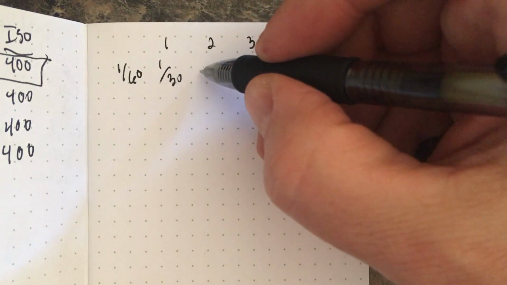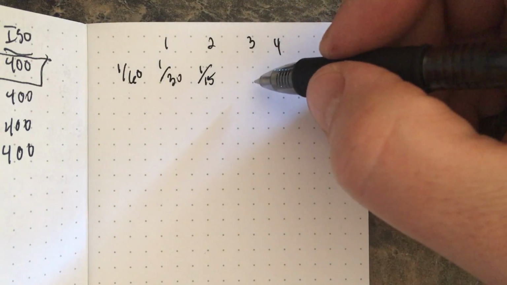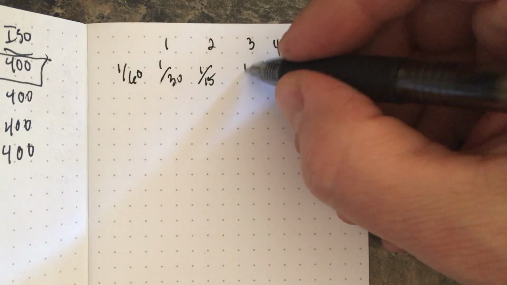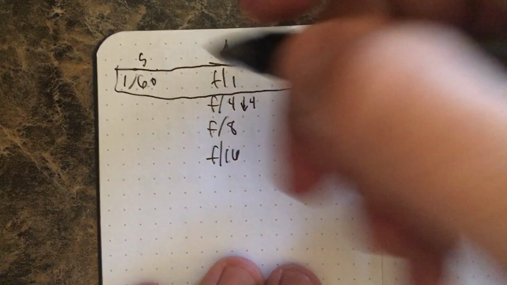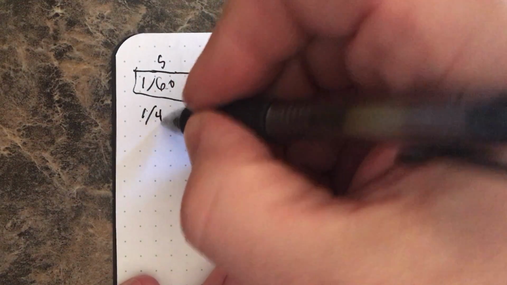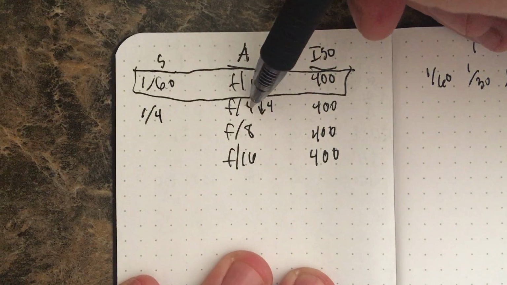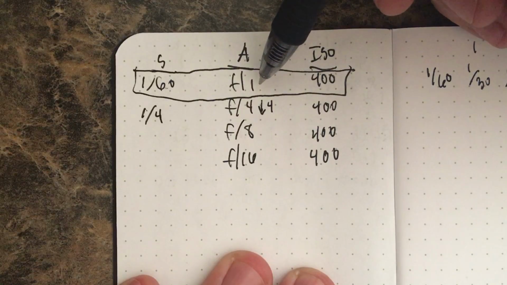I'm just going to put 1, 2, 3, 4 stops. Double of a 30th is a 15th. Then 1/8. Then 1/4 of a second. So over here, 4 more stops with my shutter speed. This 1/4 of a second at f4 is the exact same thing as 1/60th of a second at f1.